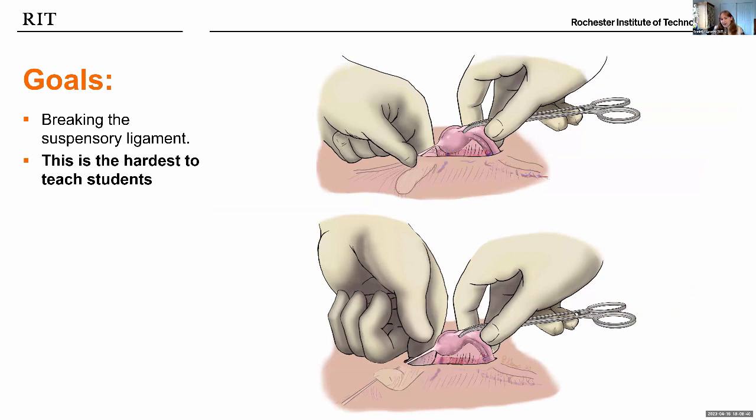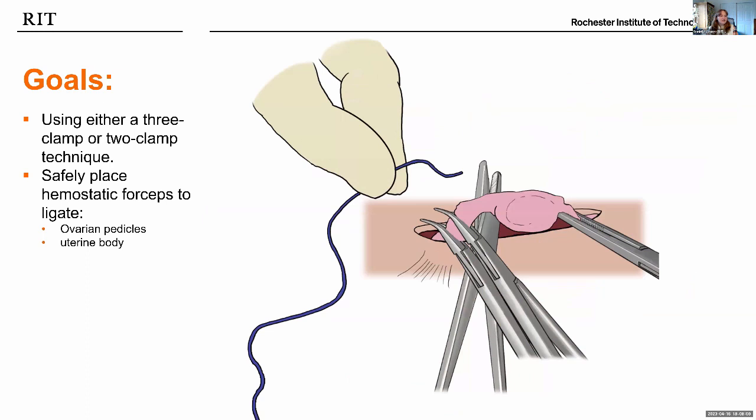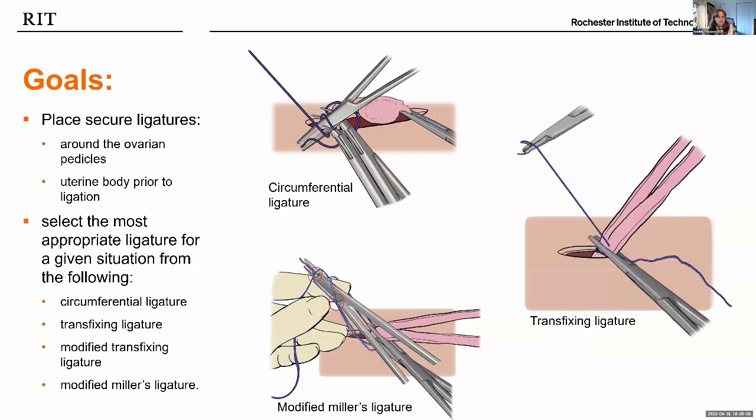And this has been traditionally kind of one of the hardest things for students to visualize because it's really hard to see when it's going on. The next goal is to show the 2 and 3 clamp techniques in surgical context. Next is the ligations that can occur, and these are different depending on the needs of the surgery.